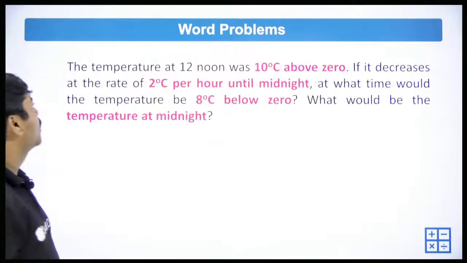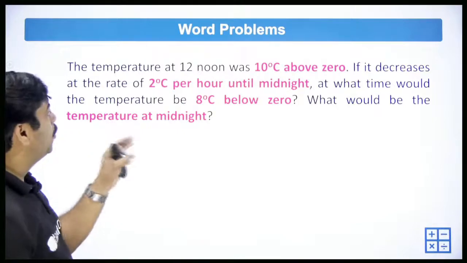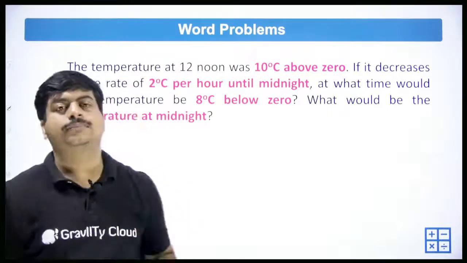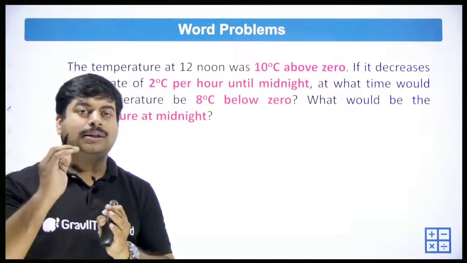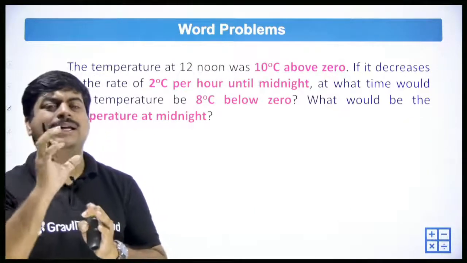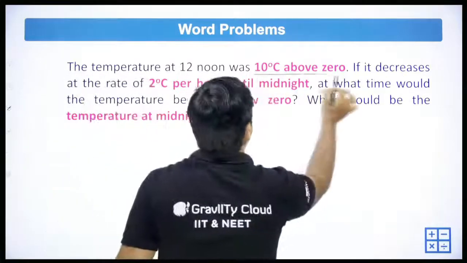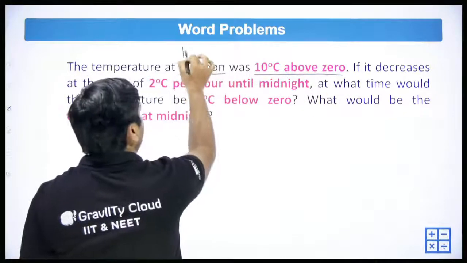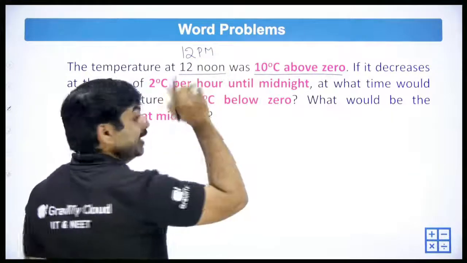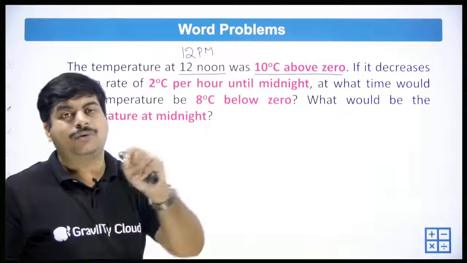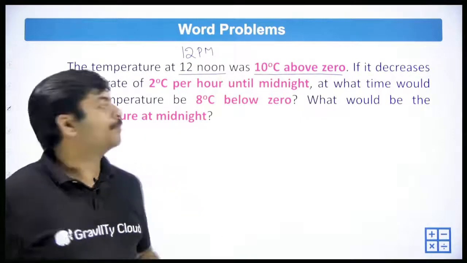What is that? The temperature at 12 noon was 10 degrees above zero. Above means positive. Above, upwards, to the right, always states that it is positive. 10 degrees above zero, at 12 noon. What do you mean by 12 noon? It is 12 p.m., not 12 a.m. in the night. Noon means afternoon, 12 p.m.